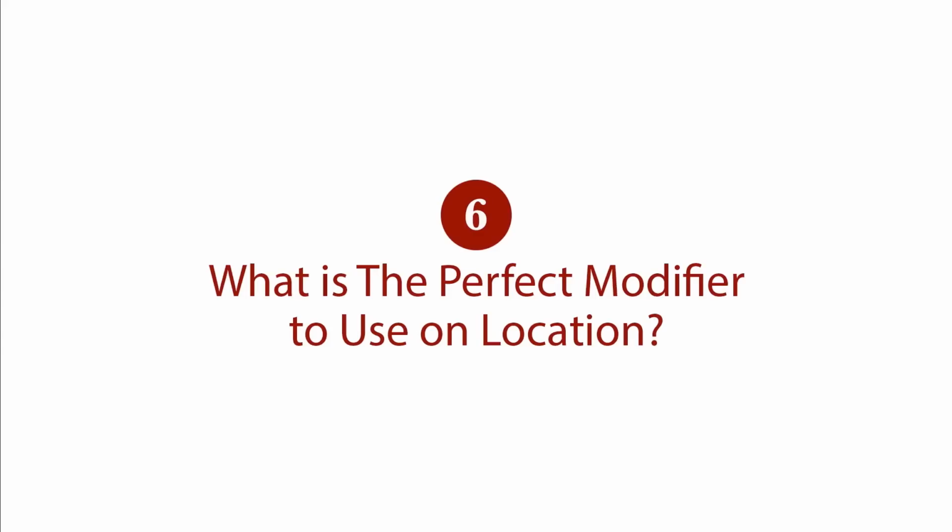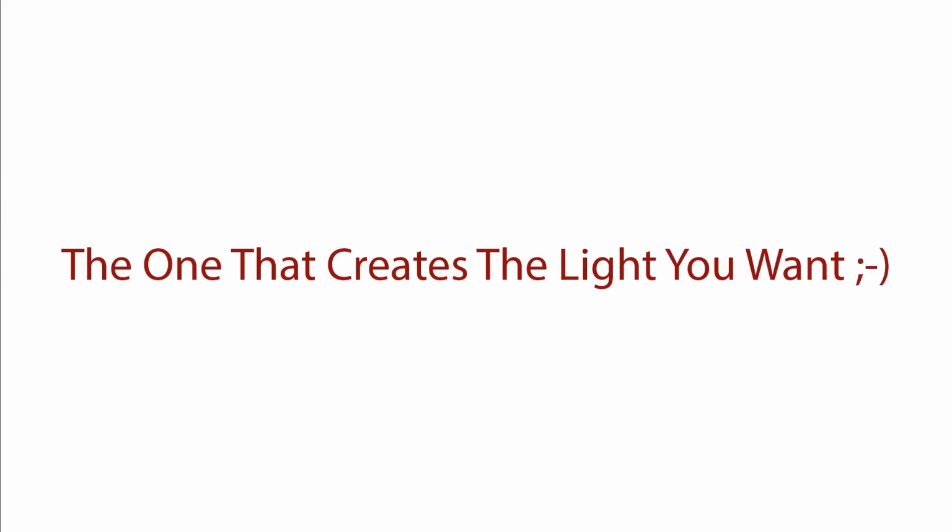What is the perfect modifier to use on location? Okay, the one that creates the light you want. And I'm not trying to be cheeky here, but it's the truth. Different modifiers create different looks. So there really is no one-size-fits-all modifier. It's going to depend on the look that you want to create. A softbox is going to give you a soft look. A reflector is going to give you a harder look.